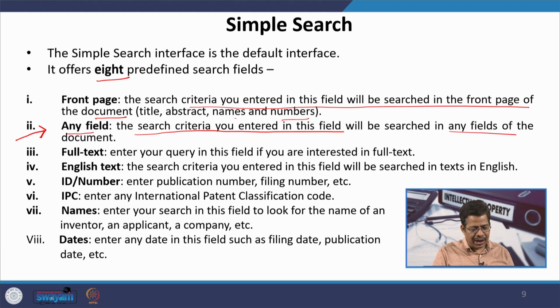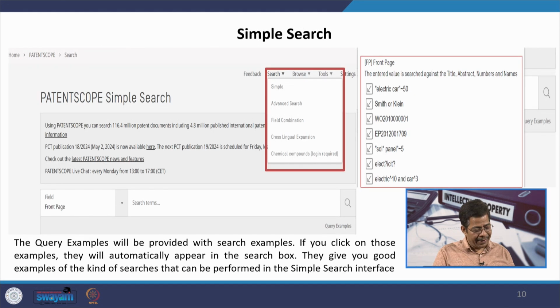So, you will have a simple search option. In that I was mentioning the any field. Now, you can see this simple search where the field is front page. This is the example where we are showing some of the query examples which are available.